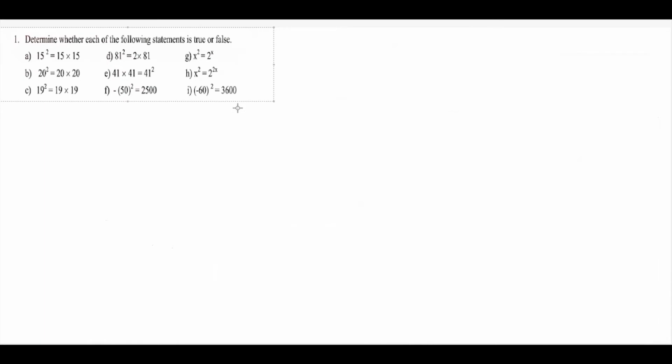Now let's look at another example, and we'll try to find which statements are true and which are false. So the first statement says 15 square is 15 into 15, and that is correct. As I said, a square is equal to a into a. So if this is 15, then it becomes 15 into 15. So this is true. Another is 20 square equal to 20 into 20, which is again true. It is of the same type. 19 square is 19 into 19, which is again true because it follows this rule.